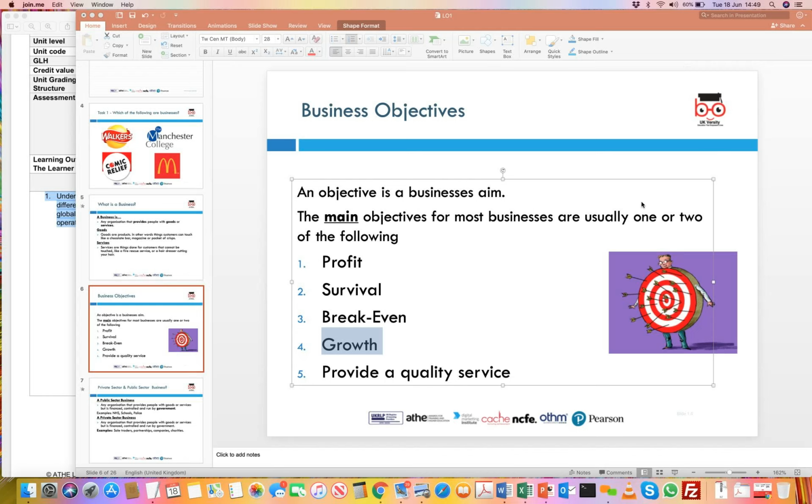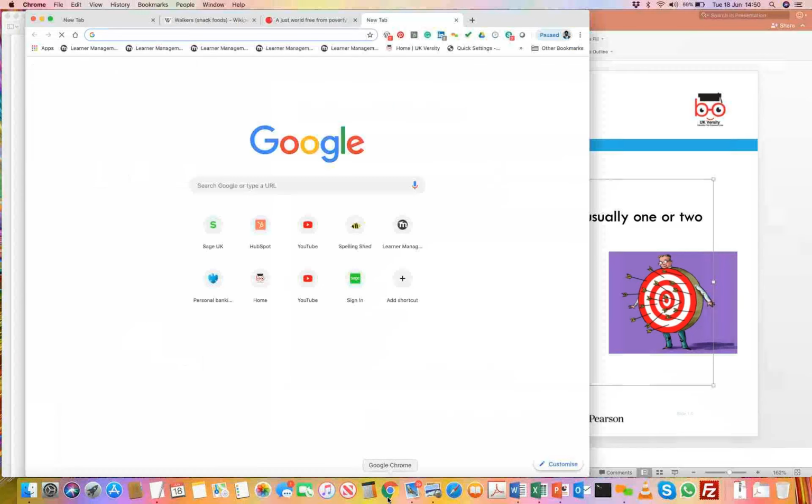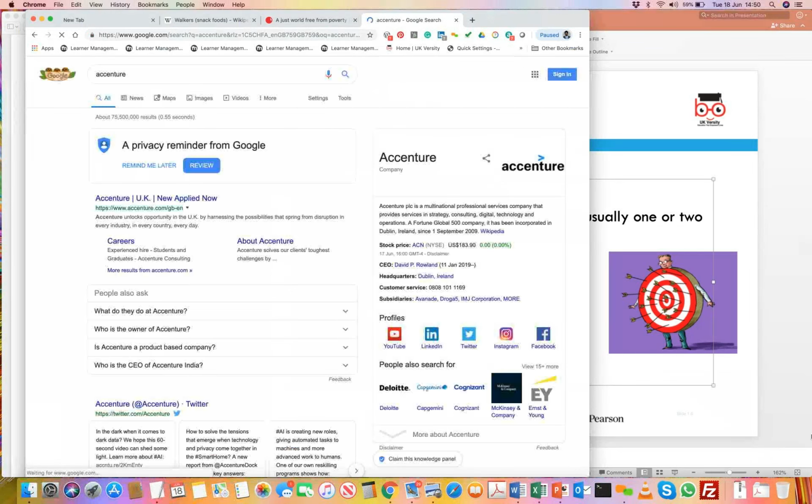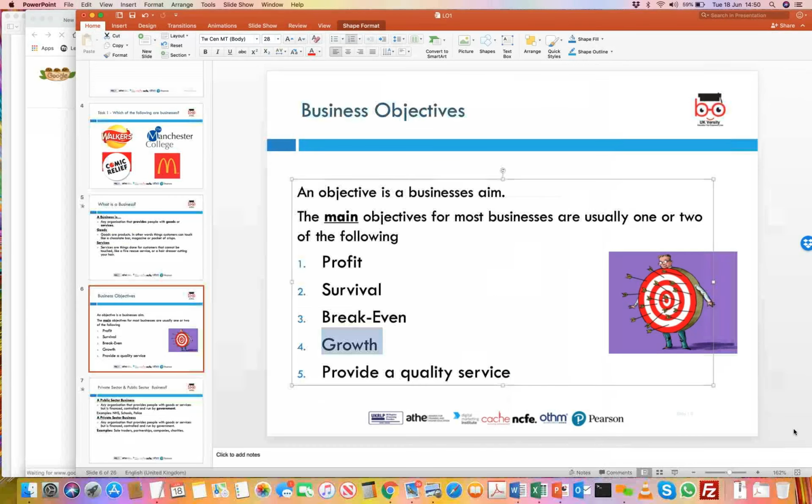Yeah. Now, what about providing quality? So sometimes you will see, when you look at service companies, companies which basically provide a service. Like what kind of service? It could be an accountancy service. When you look at Accenture, if your accountant doesn't file your accounts at the right time, you could be fined by the government.